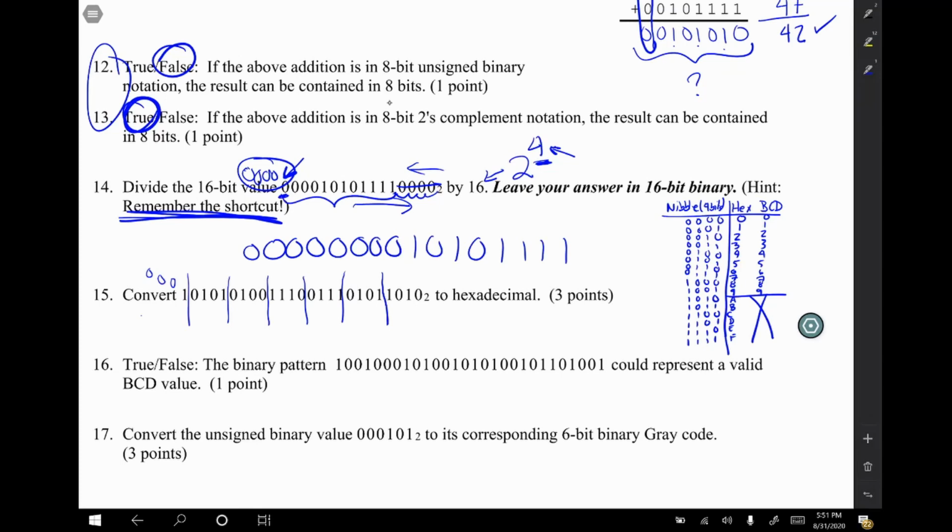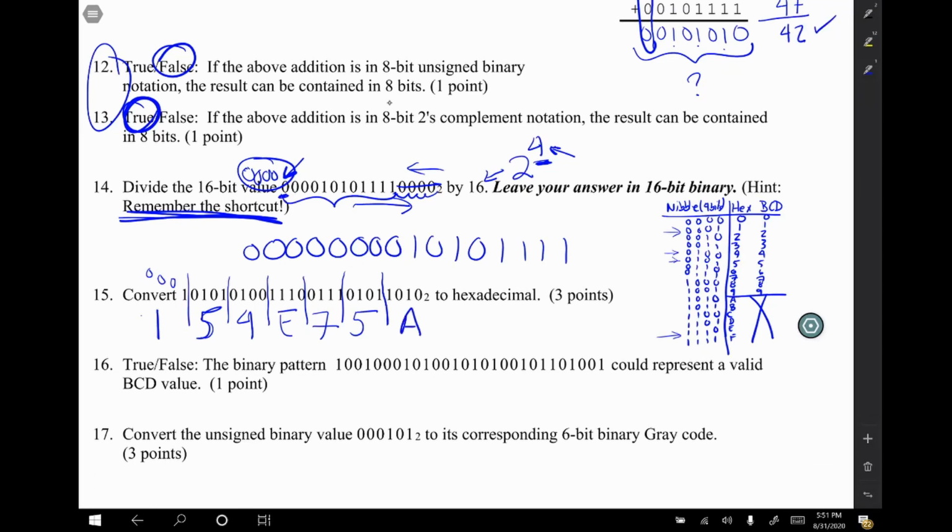So 0001, that's this second row right here. That's equivalent to a hexadecimal 1. The next position, 0101, that is a hexadecimal 5. That maps to the 5. Next position, 0100, that maps to 4. 1110, that one comes down to the second to the last line, that's E. 0111, that's 7. 0101, we've already shown that's equal to 5. And then 1010, that's A.